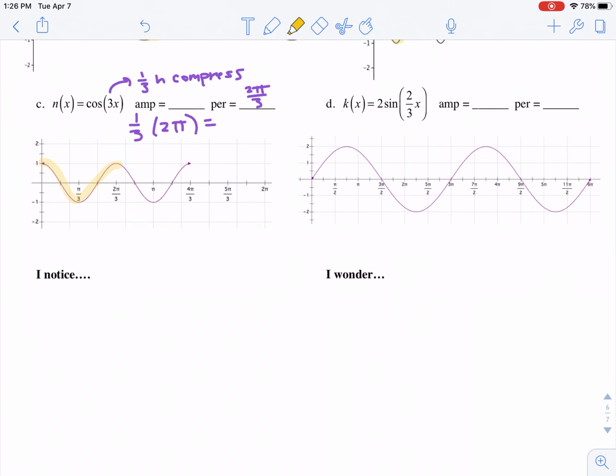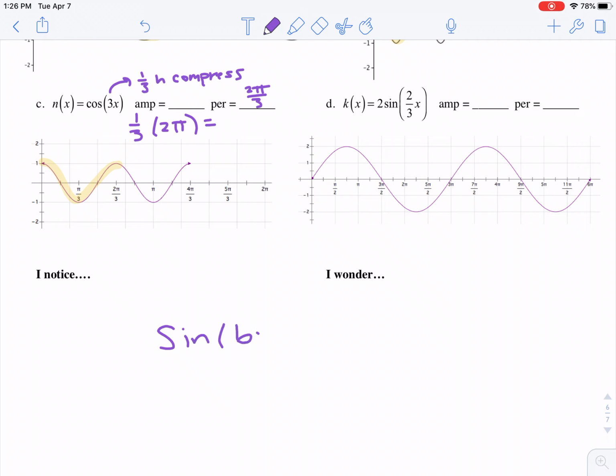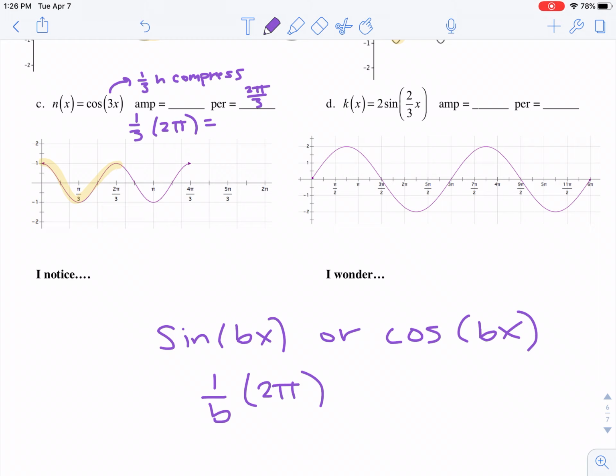So where does 2 pi over b come from? Well, if we think of sine of bx or cosine of bx, we're thinking about a compress or stretch according to the reciprocal 1 over b. And the usual period is 2 pi. So if we think about that stretch or compress based on the reciprocal of b, 1 over b, we get 2 pi over b as our, quote, formula to find the period of a function. It all just comes down to our normal understanding of horizontal stretches and compresses.